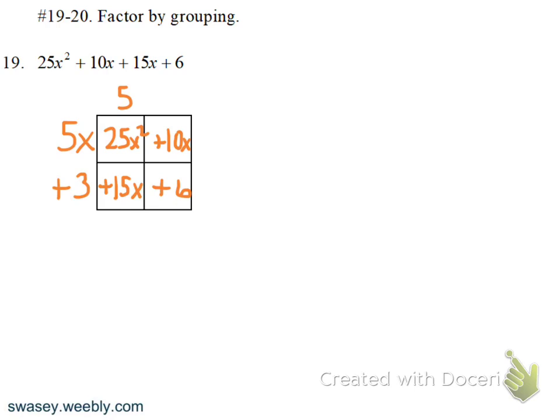25x squared divided by 5x is 5x. You could also do 15x divided by 3, that's 5x. 10x divided by 5x is 2. 6 divided by 3 is 2. So we have 5x plus 3, 5x plus 2.